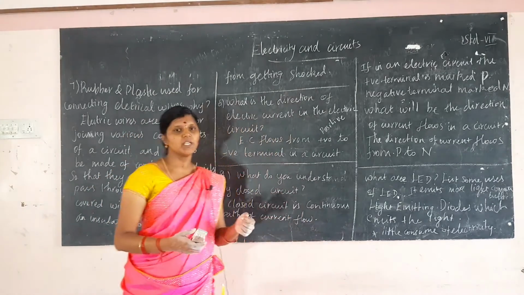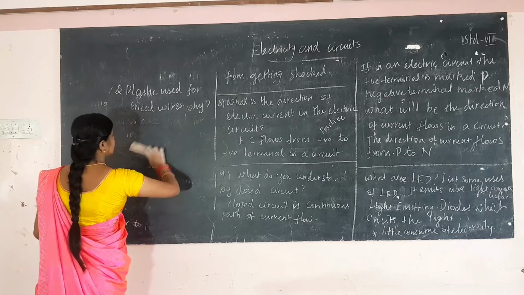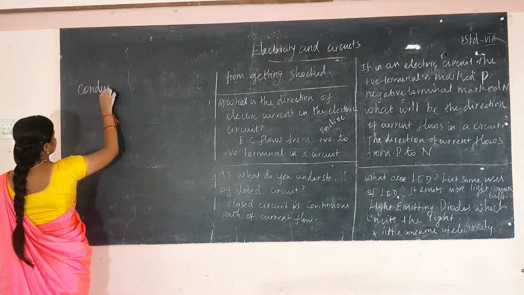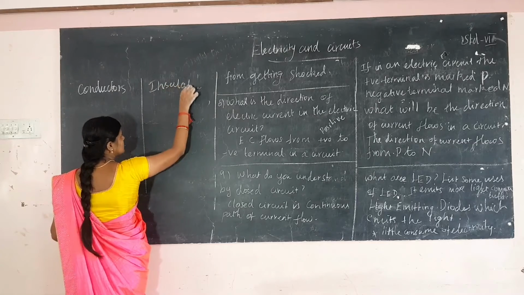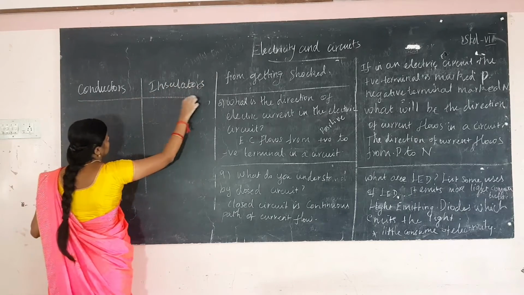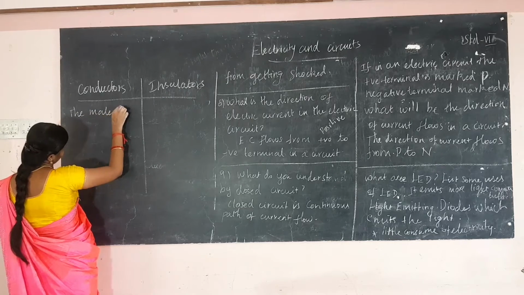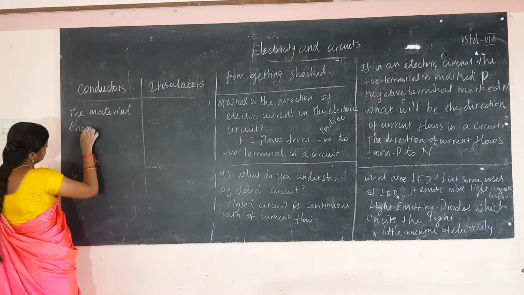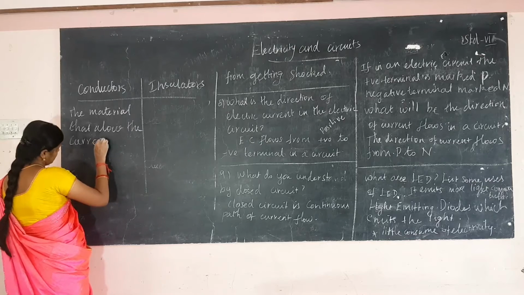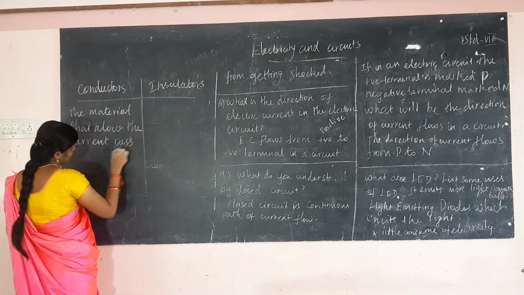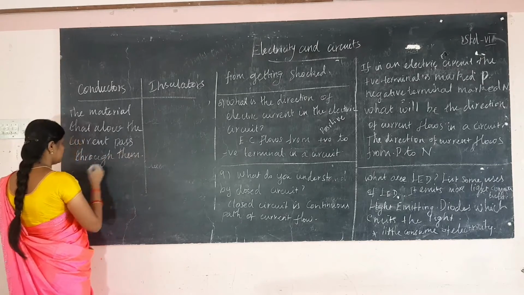Next, the difference between conductors and insulators. Conductors are materials that allow the current to pass through them. Example, copper.